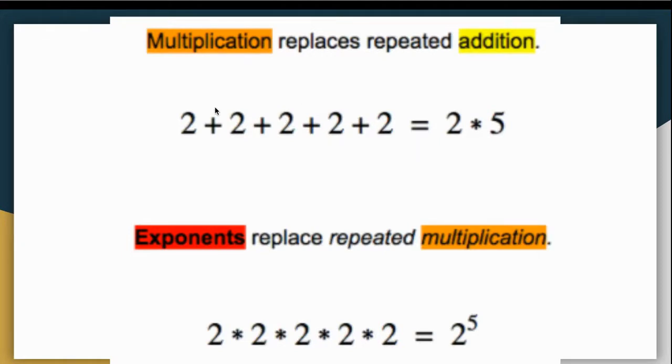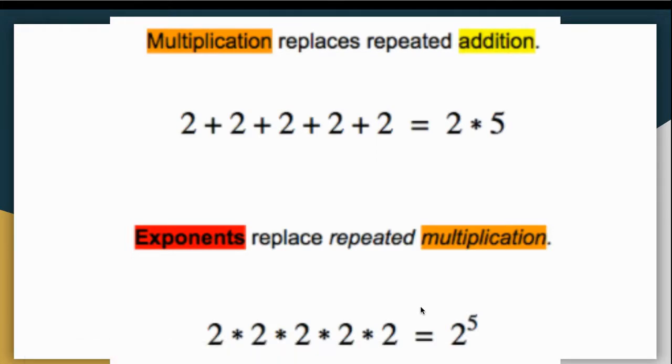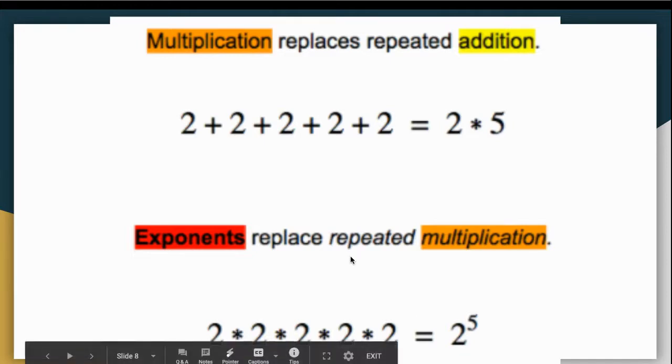So we want to summarize a few things here. Multiplication is repeated addition. Okay? Here we have a bunch of 2's that we're adding. 2 plus 2 plus 2 plus 2 plus 2. That is 2 times 5. But when we're talking about exponents, we're talking about multiplication. So 2 times 2 times 2 times 2 times 2, that is the same thing as 2 to the 5th power. So with exponents, think multiplication. A lot of people get confused. When we're talking about exponents, we are talking about just multiplication. We're not talking about addition. So that's another reminder there.